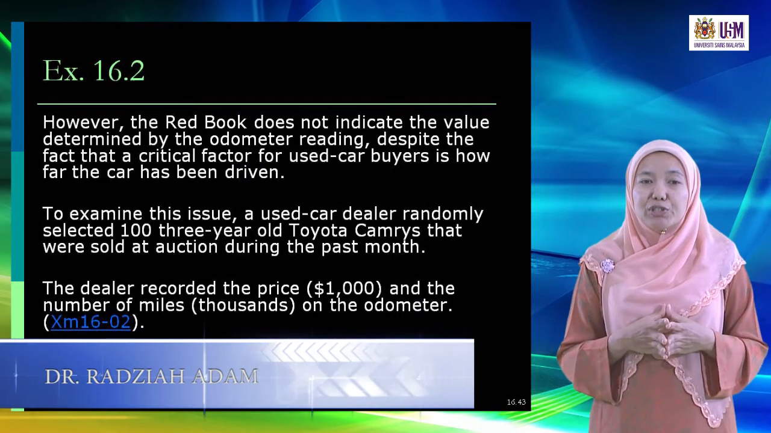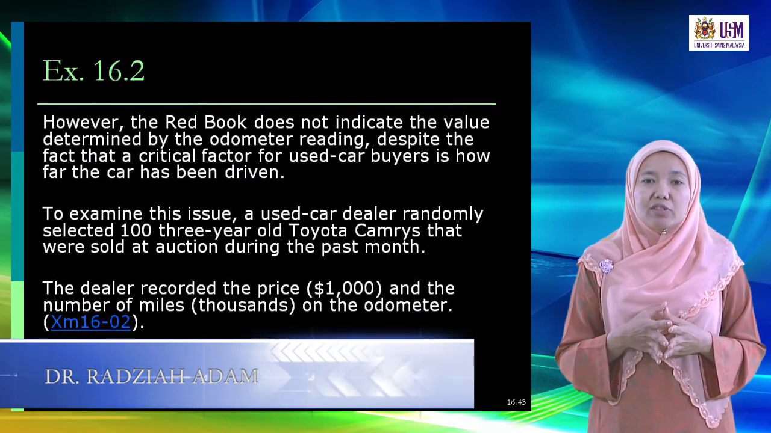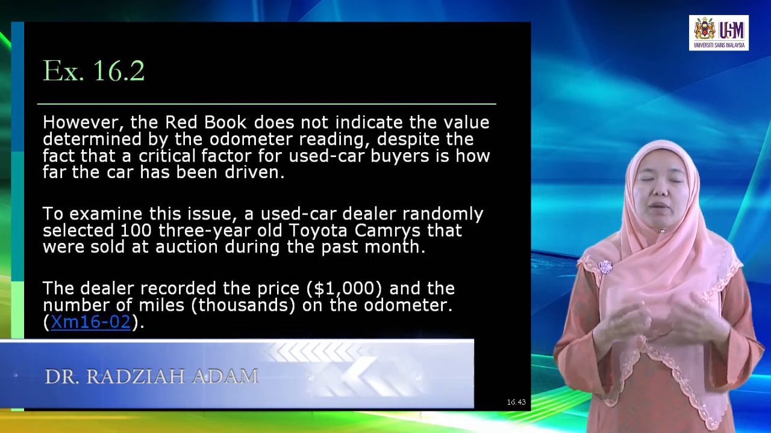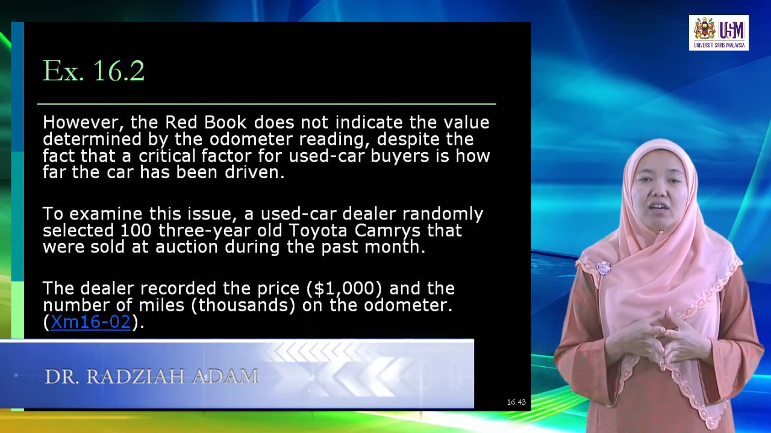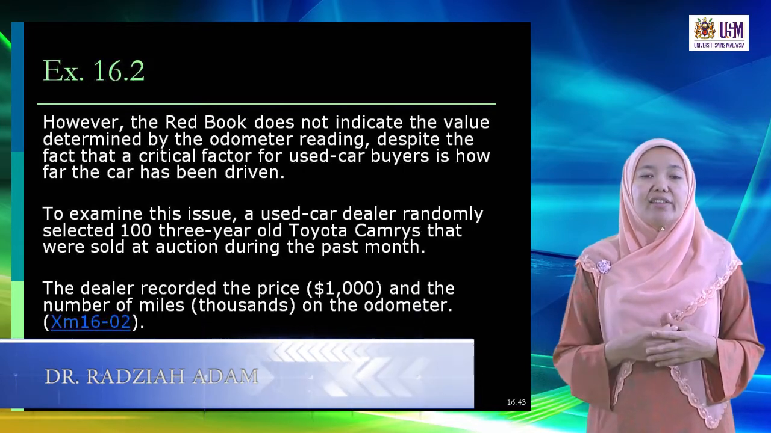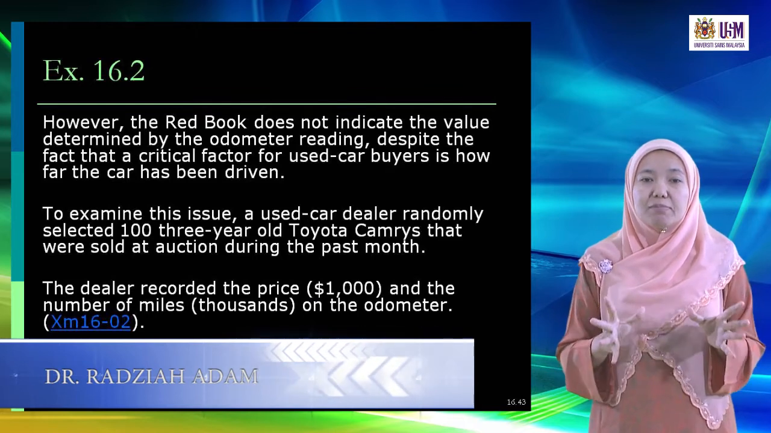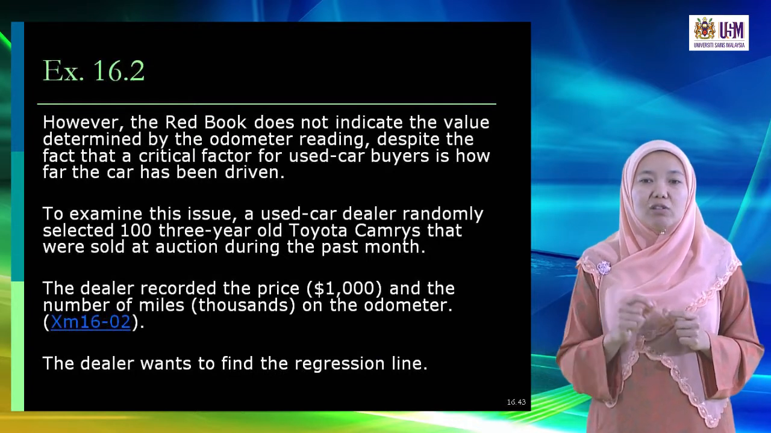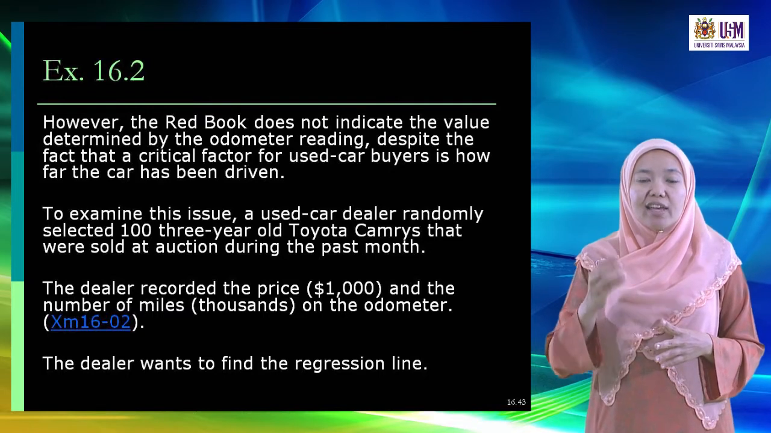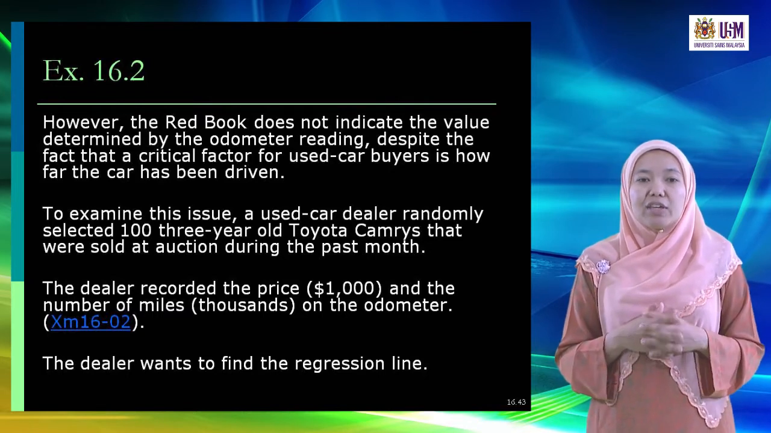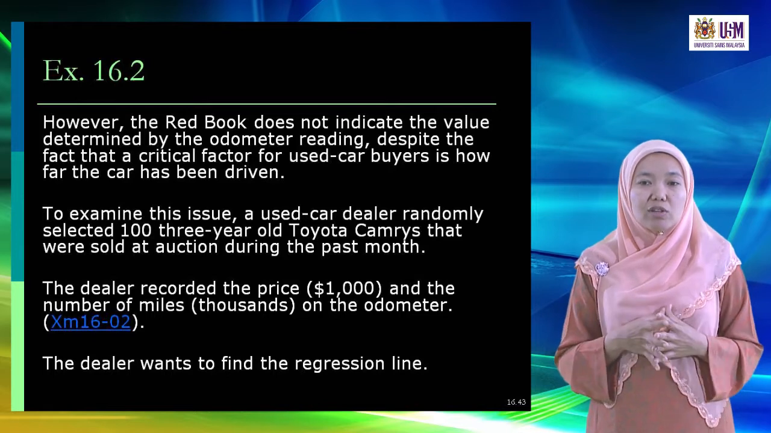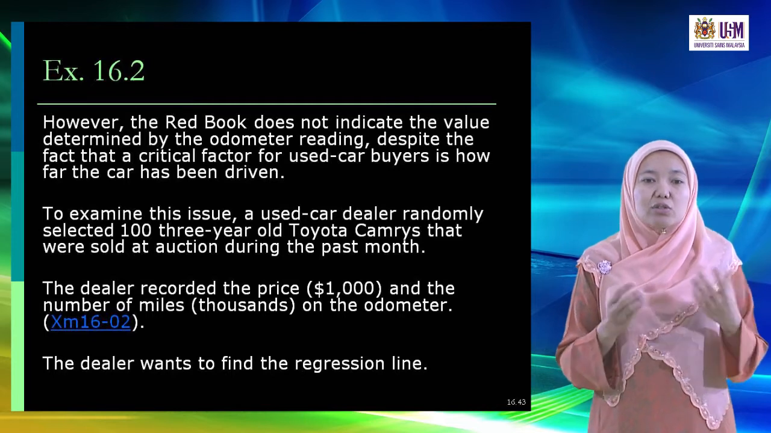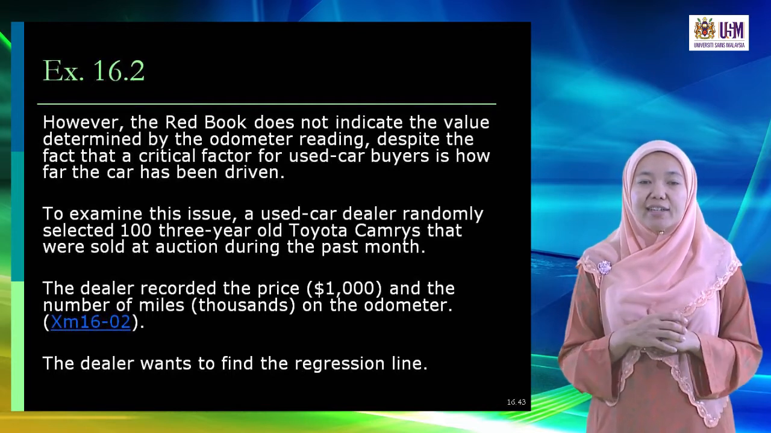Still on example 16.2, however, the Red Books do not indicate the value determined by the odometer reading, despite the fact that a critical factor for used car buyers is how far the car has been driven. So to examine this issue, a used car dealer randomly selected 100 three-year-old Toyota Camrys that were sold at auction during the past month. The dealer recorded the price in $1,000 and the number of miles, in 1,000, on the odometer. So the dealer wants to find the regression line.